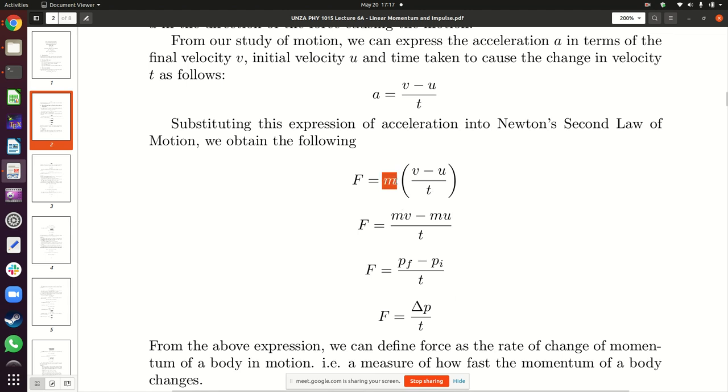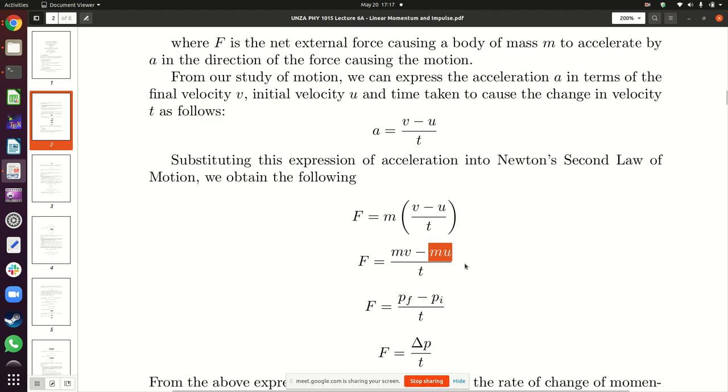So we multiply the mass times v, we end up having mv. We multiply the mass times u, we end up having mu. So we end up having mv minus mu on top, divided by t. What we can see here is that we are multiplying mass times velocity. So this mv here is actually linear momentum. Here also we are multiplying mass times initial velocity. So this part also is linear momentum.